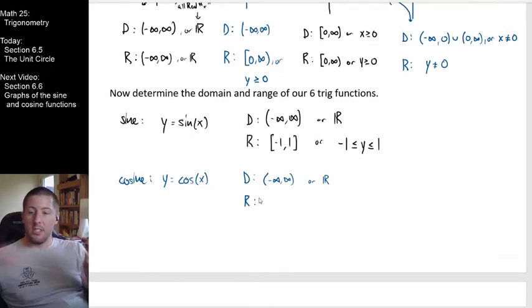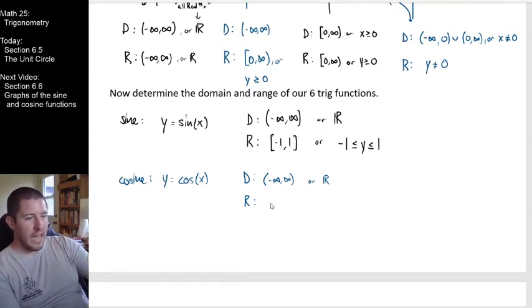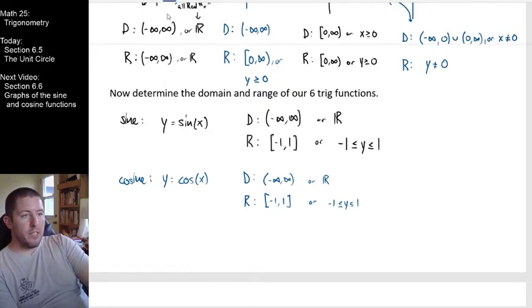Very similarly, our cosine measures horizontal stuff, and we can go to the left one and to the right one, because we're stuck on the unit circle, right? So exactly the same answer is what we're going to get for this one. Nothing different there. Same thing, or -1 is less than or equal to y is less than or equal to 1. Those are the not super exciting ones. Now let's do tangent. And tangent is ever so slightly more exciting.